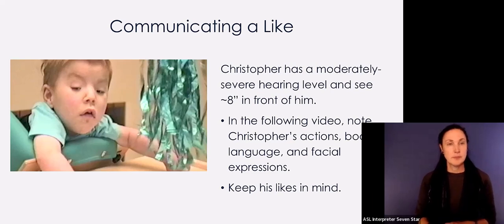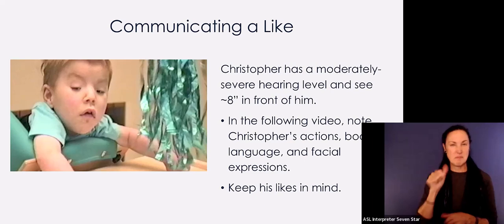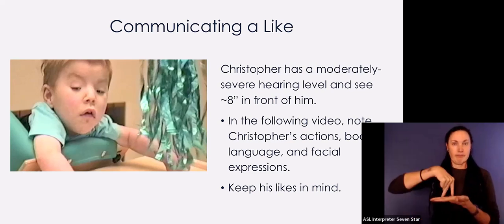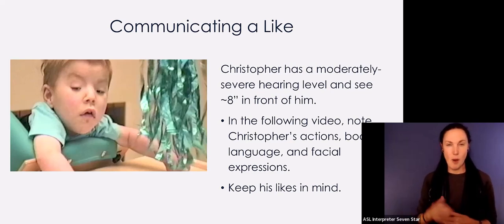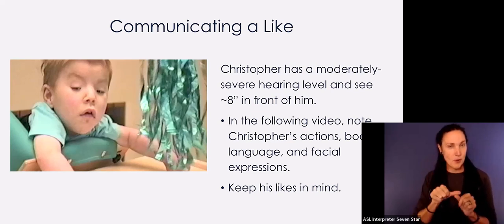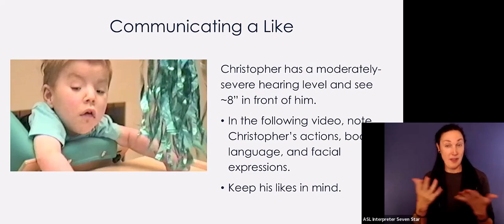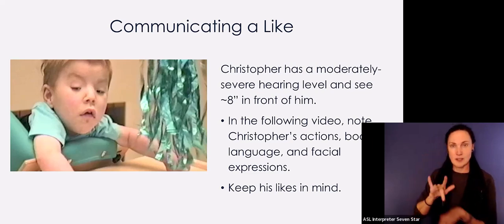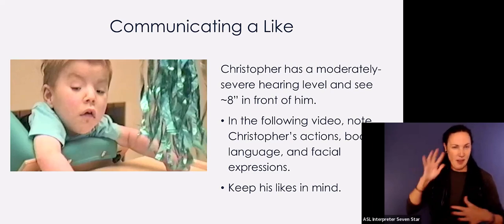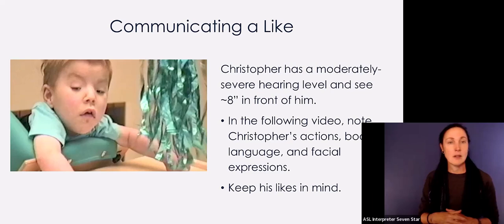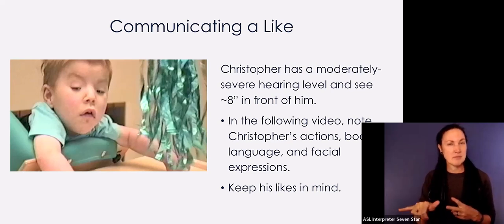So this is Chris, and you all might remember him from the last session. He has a moderately severe sensory neural hearing loss, and he sees about 8 inches in front of him. He's in a stander, and this is a fairly new activity for him. And in the following video, I want you to note Christopher's actions, his body language, his facial expressions, and keep in mind, one of the things we know about him is that he likes shiny things. He likes sound, loud sound. So those are 2 things to think about and why this activity might have been chosen to do with him.